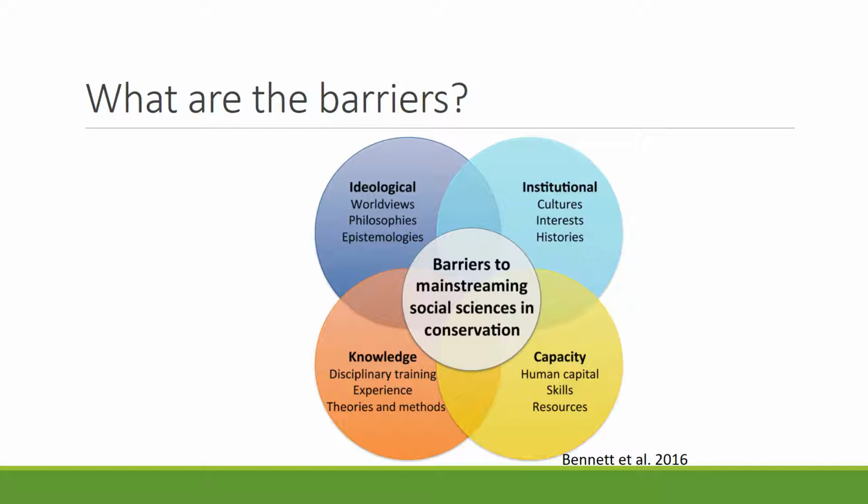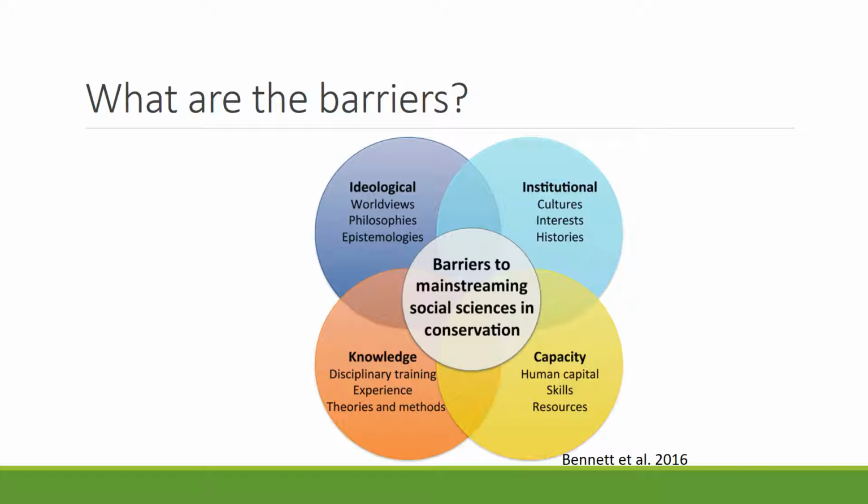Now that we understand the importance of social science in conservation efforts, we might ask the question, why is social science not more involved in conservation? The reason is that there are still many barriers preventing social sciences mainstreaming into conservation. The first barrier that we will address is the ideological barrier. Differing philosophies, worldviews, or theories can result in approaching and interpreting conservation problems differently.